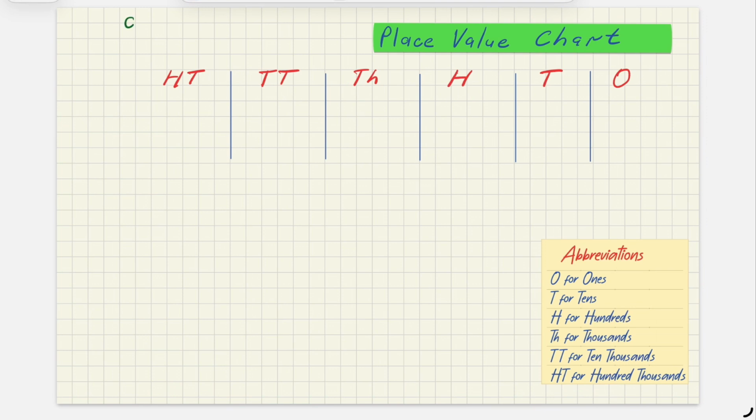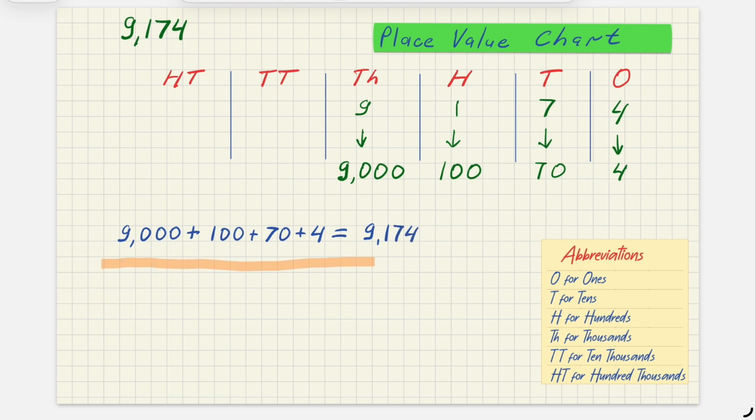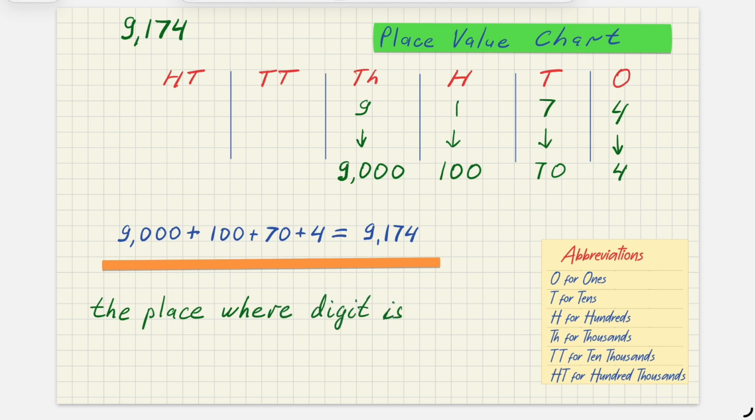Let's try another one. Look at the number 9,174. The 4 is in the ones place, so it means 4. The 7 is in the tens place, so it means 7 tens or 70. The 1 is in the hundreds place, so it means 100. The 9 is in the thousands, so its value is 9,000. Adding those values together, 9,000 plus 100 plus 70 plus 4 equals 9,174. So remember, the place where a digit is written in a number tells us its value.